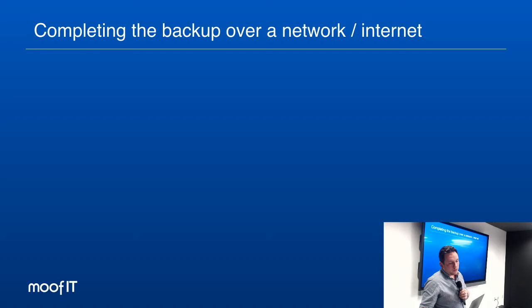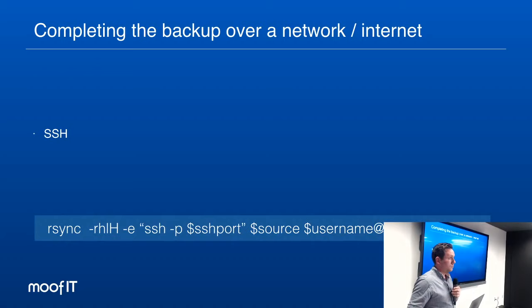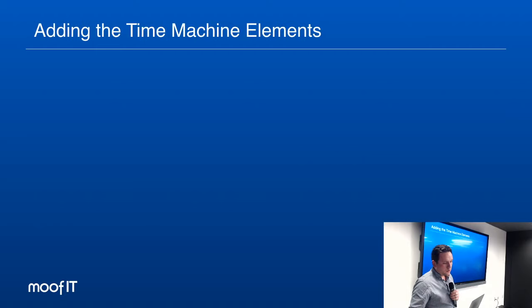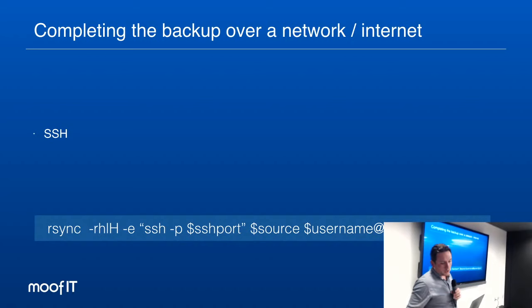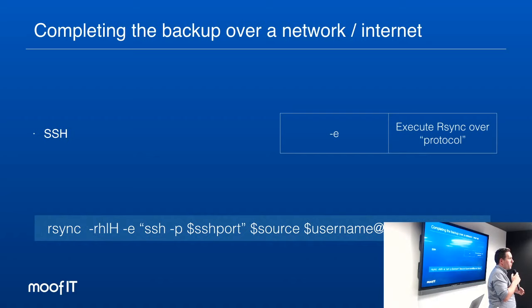So if you want to complete that backup over the internet, quite simple, use SSH. So it builds a little bit on the script. Again, we're going to recurse all the way down. But this time we're going to use the dash e to execute a specific protocol. That protocol in this case is SSH, and again, use a different port. Don't use port 22, obvious reasons. Except this time we're going to use your source, your username at the destination, followed by the server name, and then the path that you wish those files to replicate to. Now, that's quite simple. That's rsync in a nutshell.